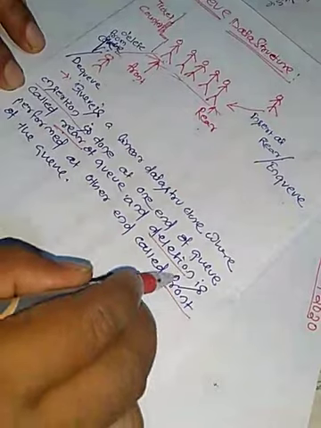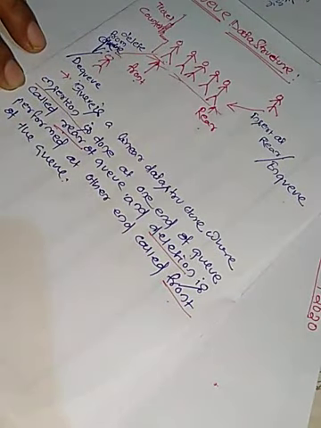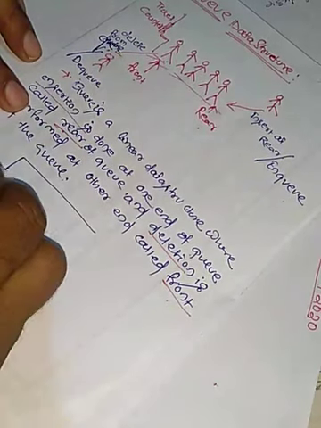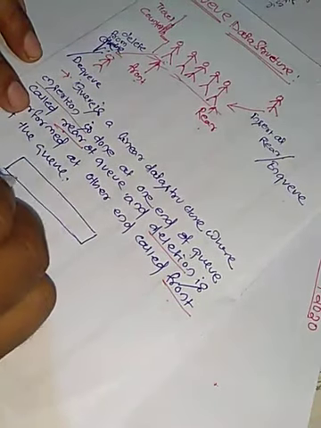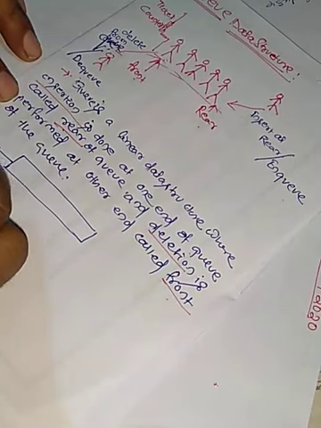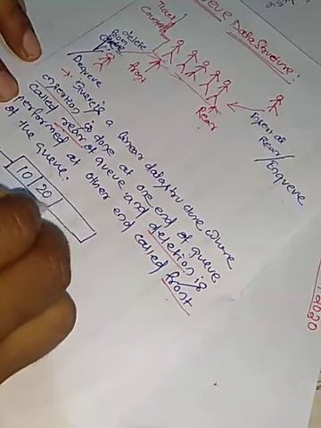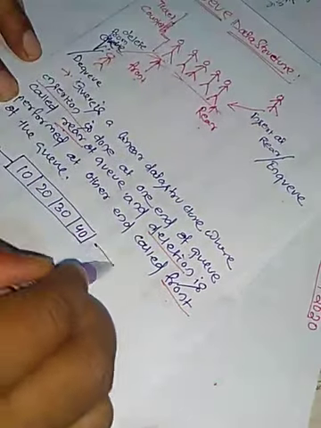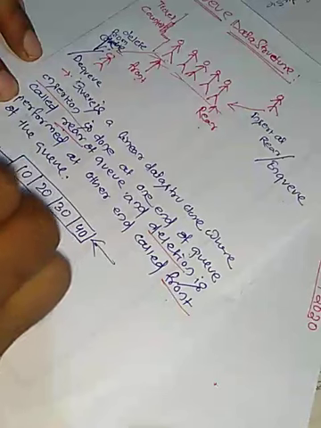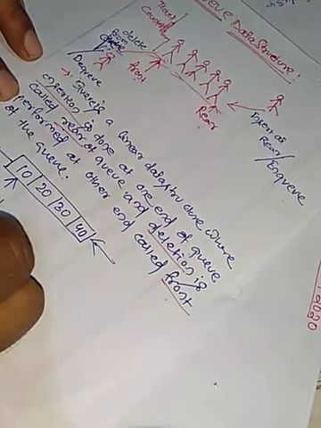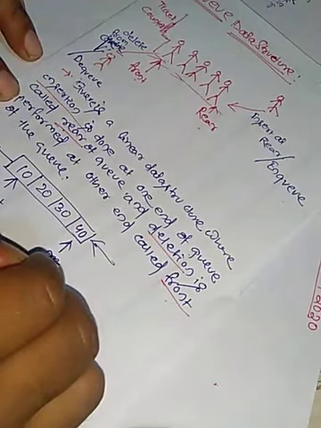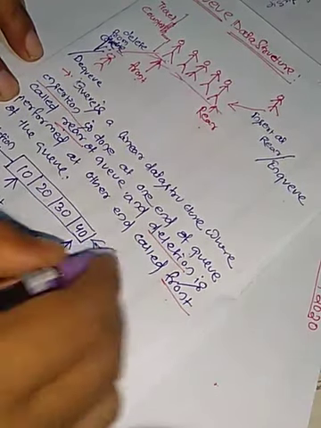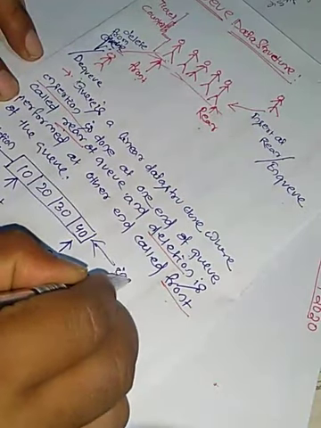Insertion, rear, deletion, front. Now if we represent it in terms of data fields, we can see here this is the queue, like this: 10, 20, 30 and 40. Deletion can be done here, and insertion can be done here. So this is our front, this is our rear, this is the operation of deletion at the front and insertion at the rear.